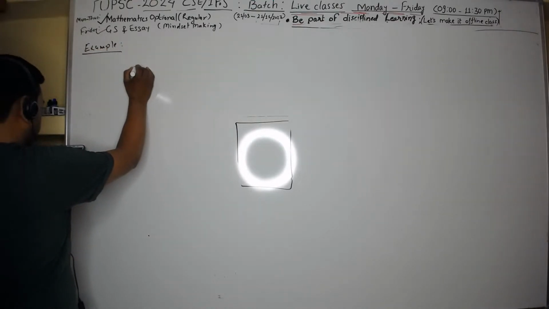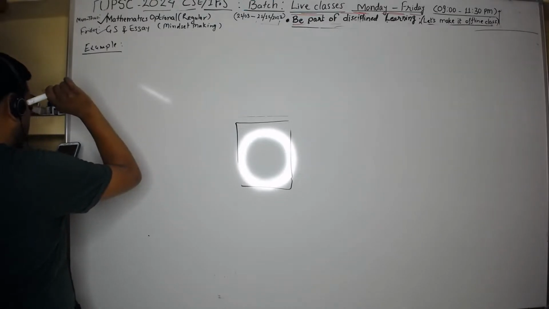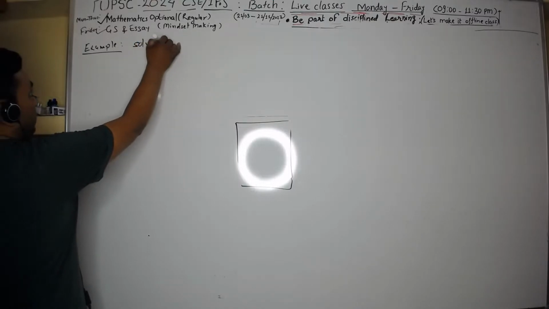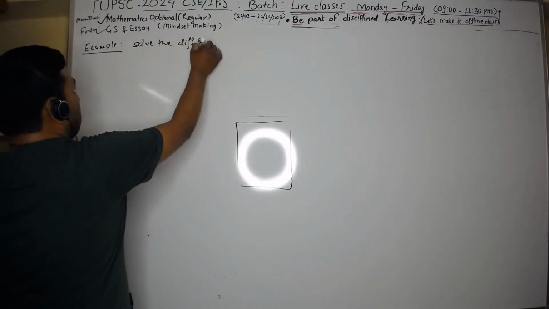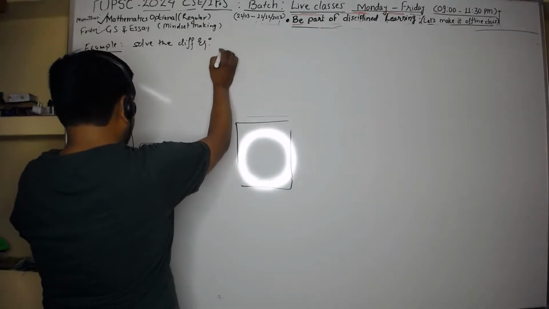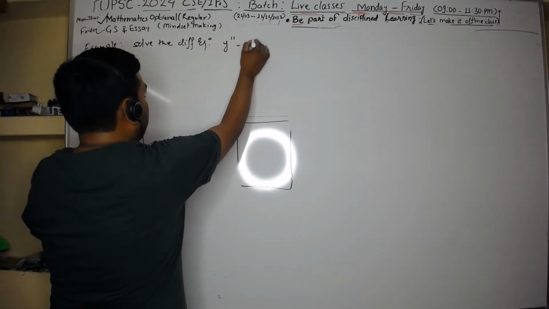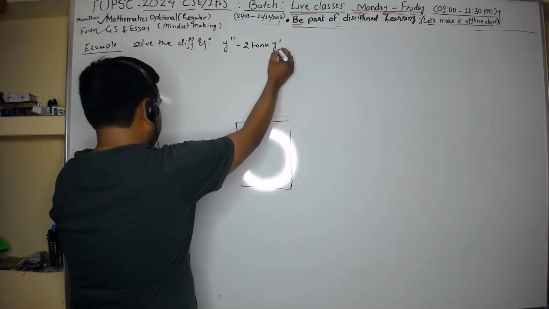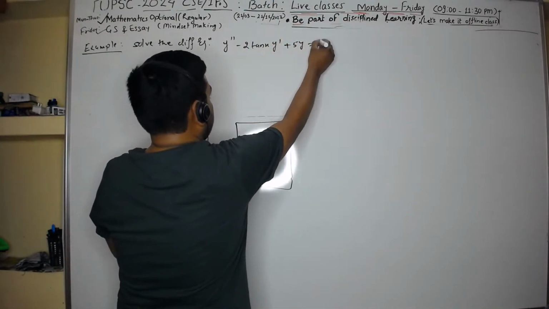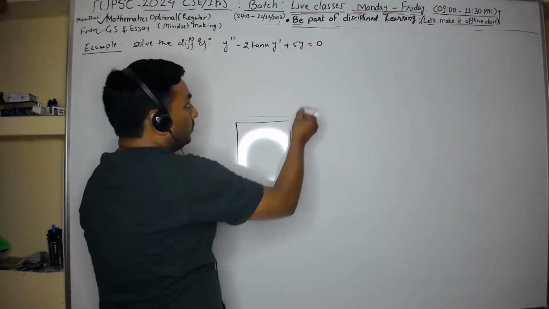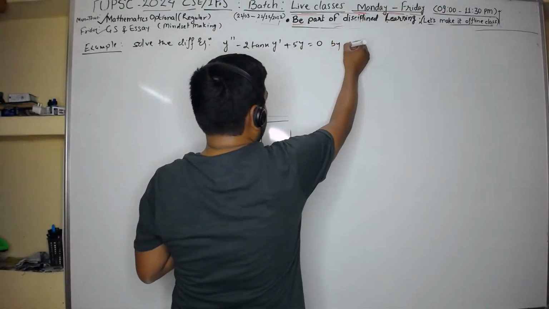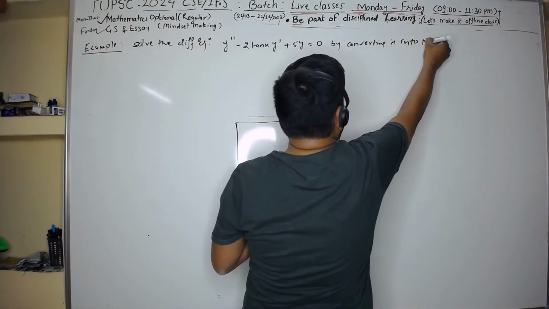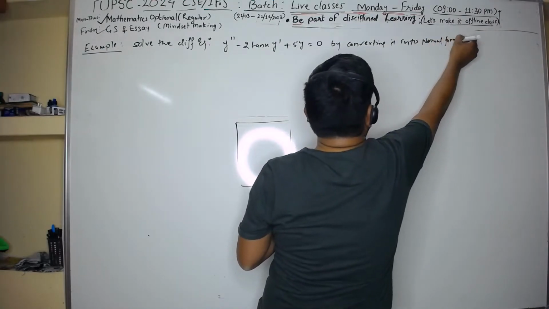Example is: solve the differential equation y double dash minus 2 tan x into y dash plus 5y equals to 0 by converting it into normal form.